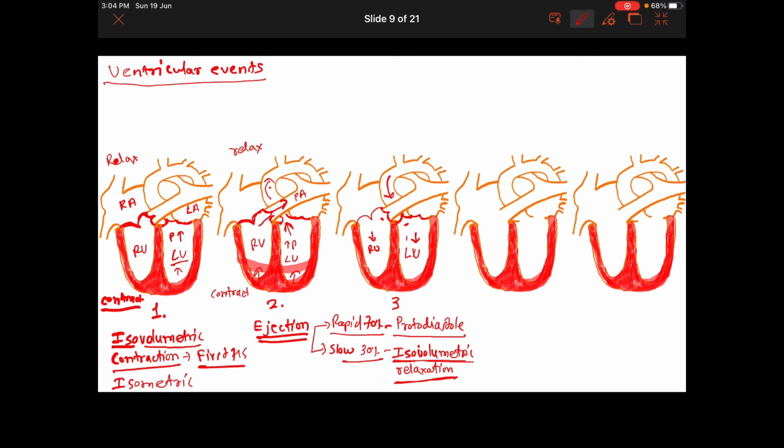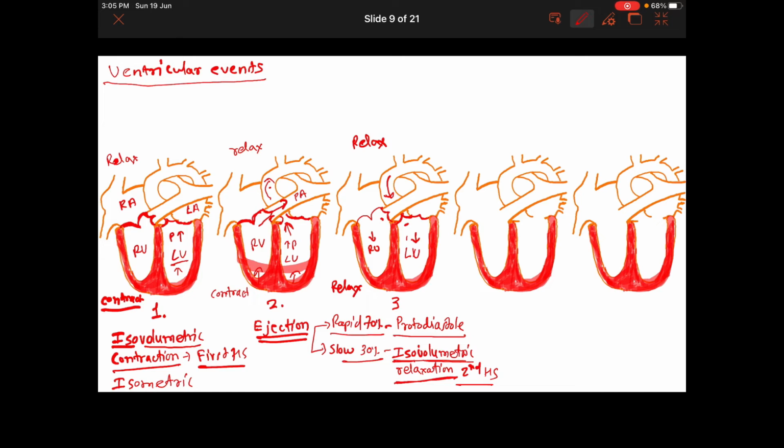In this phase, the atria are in a relaxed position and the ventricles are also in a relaxed position. All four valves are in a closed position, and here the second heart sound is heard. The second heart sound means the closure of the semilunar valves, so it is heard in this isovolumetric relaxation phase. So this is the third one.